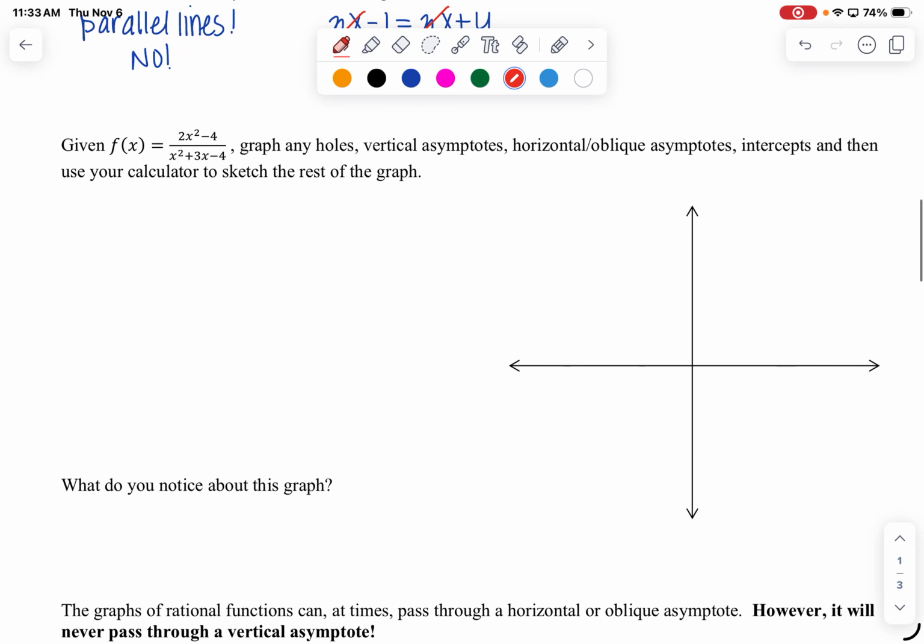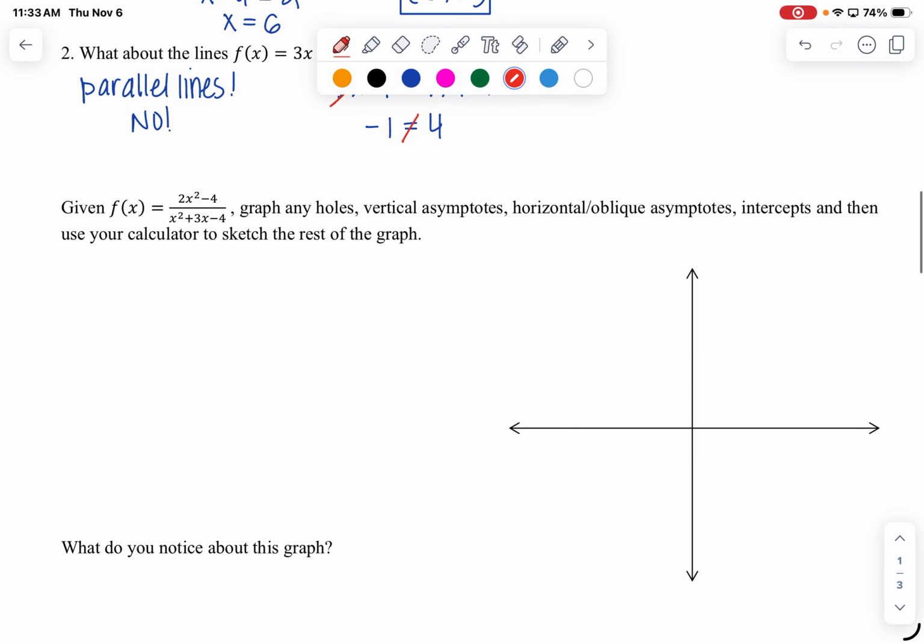Okay, so what we're going to do here is graph this. We could graph the whole thing without a calculator, but there's certain things that I want you to see with the calculator, and it's what this whole lesson is about. And that is that you can cross through horizontal and oblique asymptotes. You're never going to cross through a vertical asymptote, but we can cross through horizontal and oblique asymptotes. So what we want to figure out is when we cross through them, and where.